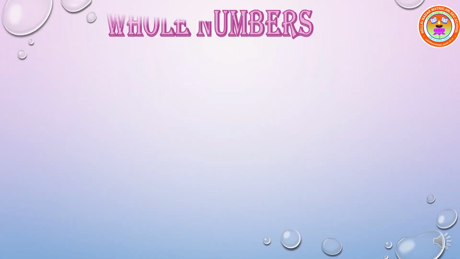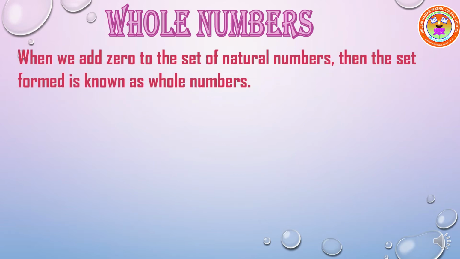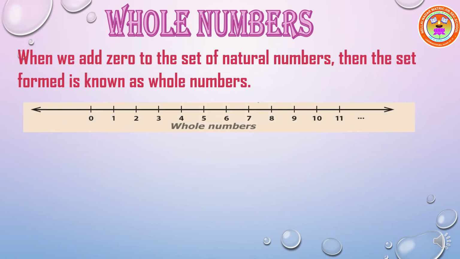Whole numbers. What are whole numbers, children? When we add 0 to the set of natural numbers, then the set formed is known as whole numbers. That is, 0 along with natural numbers form the whole numbers. So now we have represented the number line of whole numbers. So as you can see, 0 followed by the other natural numbers.